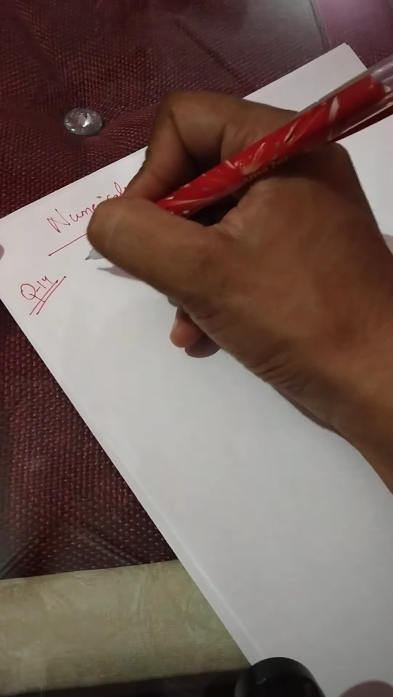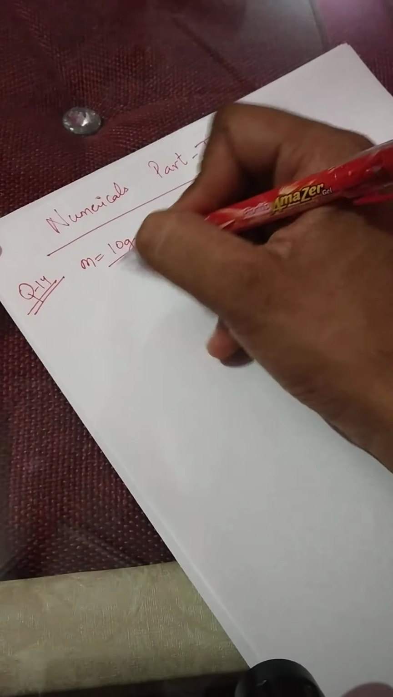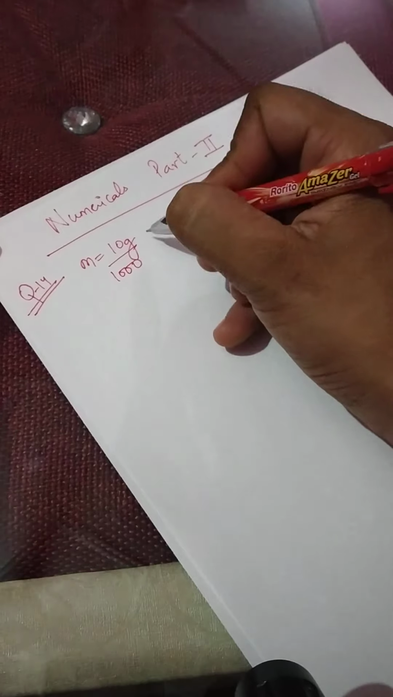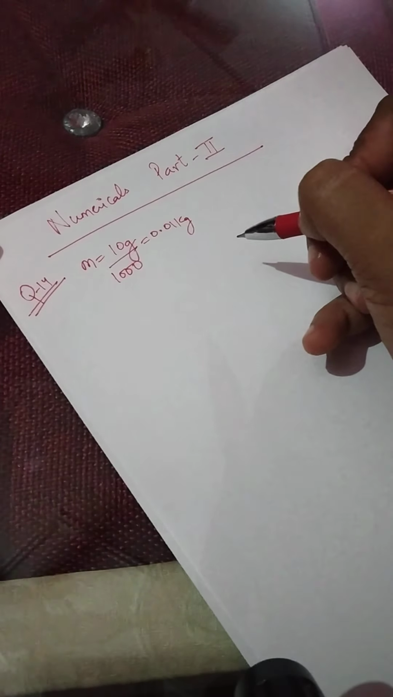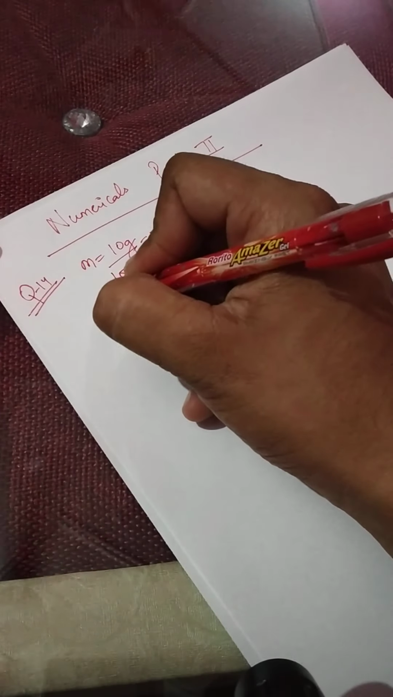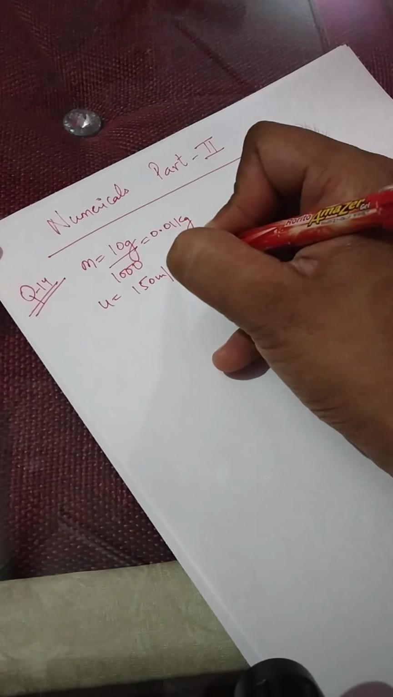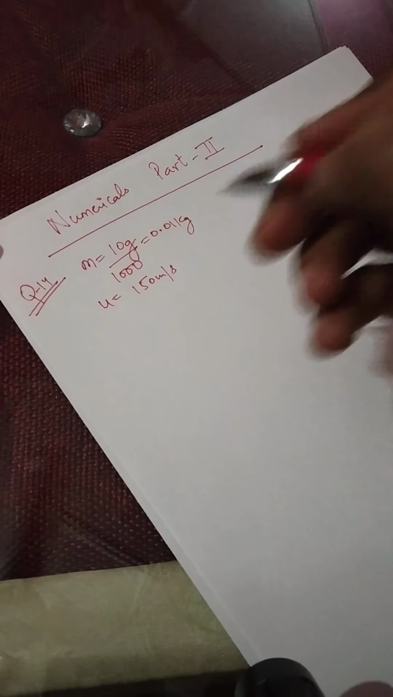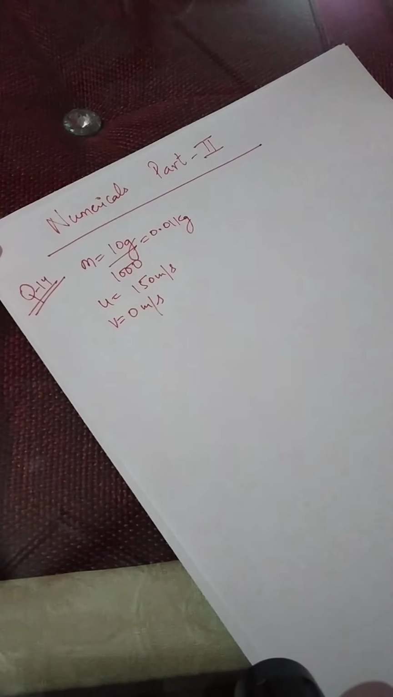It says a bullet of mass 10 gram. We'll convert this into kgs by dividing it with 1000. So we have 0.01 kg. This is the mass of the bullet. It is traveling with a velocity of 150 meters per second and strikes a stationary wooden block. That is, when it will strike the stationary wooden block, it will finally come to rest. So the final velocity will be 0 meters per second.